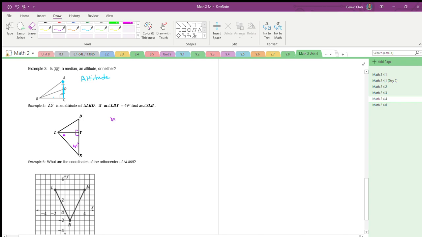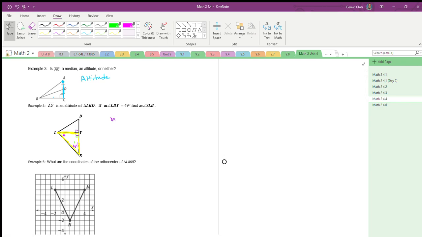So we do have, let me use the yellow here, we do have a little triangle right here. Notice that we have two of the angles. So this is 90. This one's 49. So now we just need to figure out the third angle. So remember that all triangles add up to how many degrees? Hopefully you said 180. Let me erase this M that I don't need anymore.